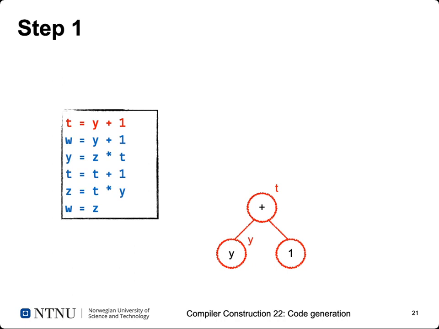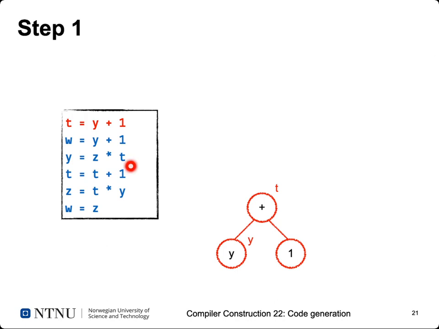So let's take a look at another example. So here we have three address code again. We add y plus 1, assign it to t. We add y plus 1 again, assign it to w. So here you see we have some sort of redundancy, obviously, for the sake of our example.